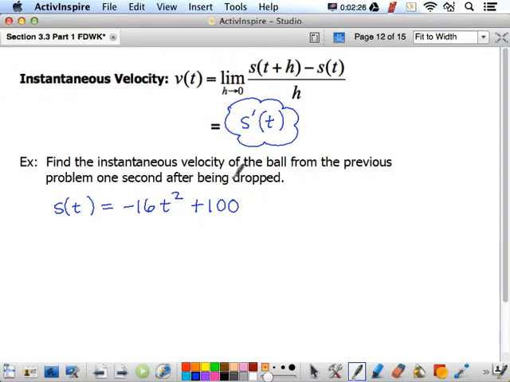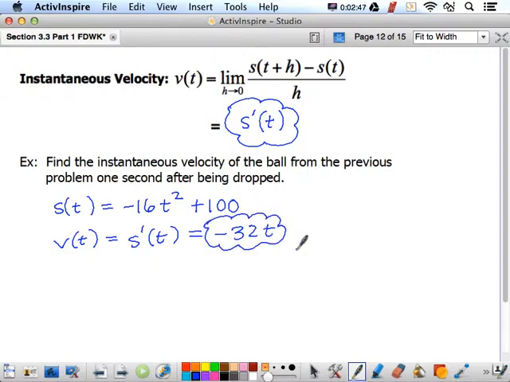If I want to find velocity, I do that by just taking the derivative of the position. So what's the derivative of this guy? Negative 32t. Plus 100, what's the derivative of 100? 0. So it's really just negative 32t. So this right here is the velocity function. That will tell you the velocity of that ball at any given time, unless it's a time after it's already hit the ground, which we'll talk about later.